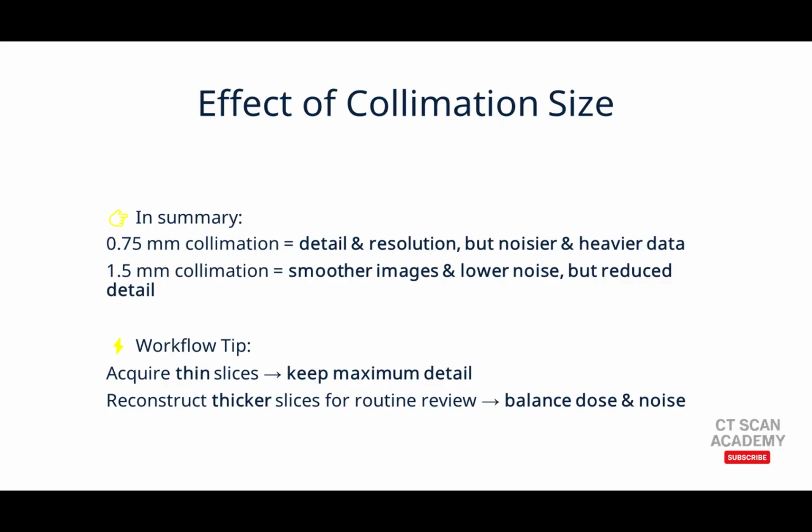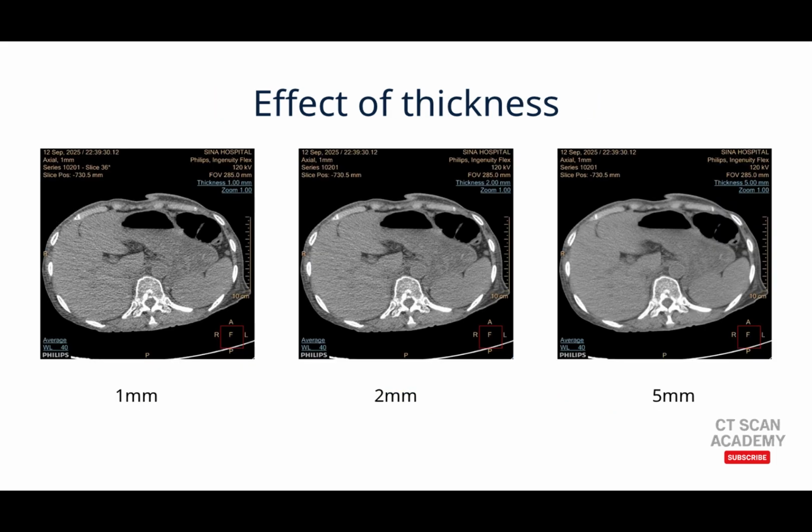Acquire thin slices to preserve maximum detail, then reconstruct thicker slices for routine review to balance noise and storage. This approach preserves diagnostic information while keeping everyday review manageable. Effective slice thickness, practical summary: 1 millimeter slices. Highest spatial resolution, best for small structures and high-detail tasks, e.g., HRCT, CTA, but greater image noise and larger data volumes. 2 millimeter slices, a compromise.